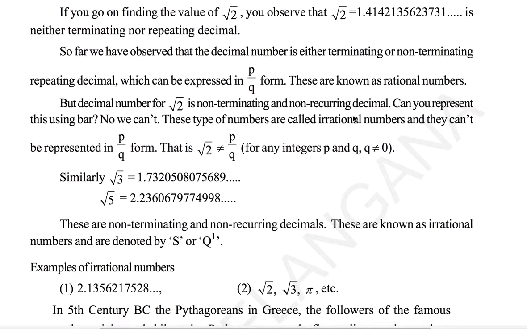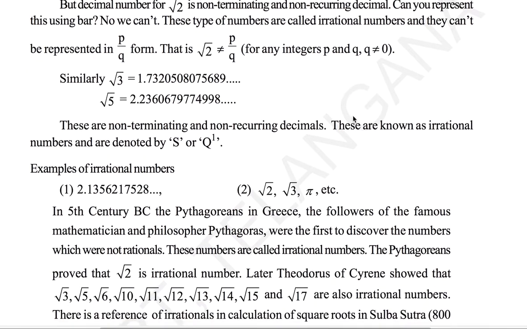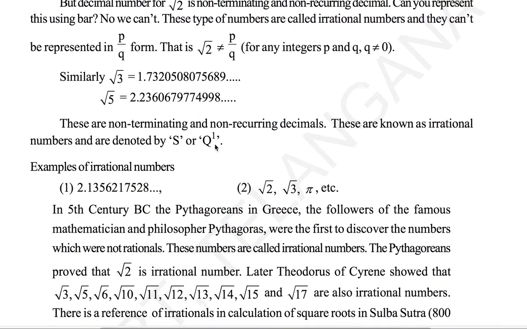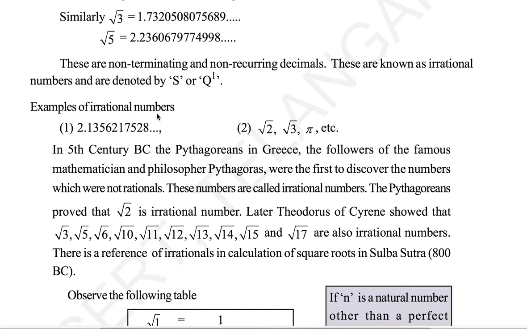These are non-terminating and non-recurring decimals. These are known as irrational numbers and are denoted by S or Q bar. Whichever numbers don't belong to Q, they belong to Q bar. Okay, examples of irrational numbers.